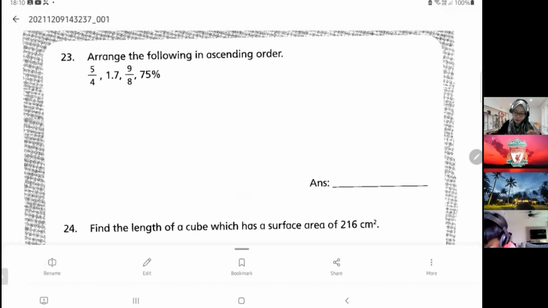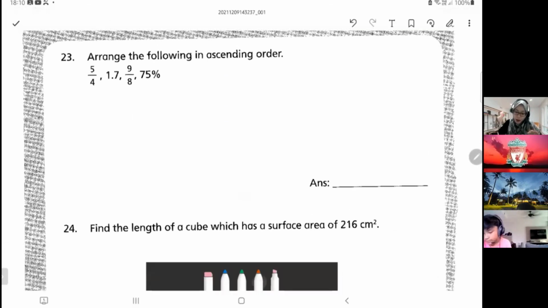23. Arrange the following in ascending order. Ascending order means from the smallest to the biggest. Okay? Means you're going upwards.